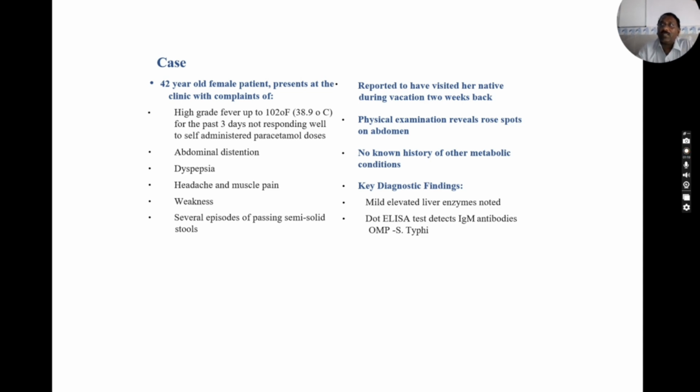Okay, in the first week of typhoid fever, so this typhoid is already attached to the Peyer's patches. So intestinal symptoms and vague symptoms. She reported to have visited her native place during the vacation 2 weeks back. Okay, she went to Bhimavaram 2 weeks ago. Physical examination reveals rose spots on abdomen. No known history of other metabolic conditions. Key diagnostic findings: mild elevated liver enzymes. DOT ELISA test detects IgM antibodies positive. So your diagnosis is typhoid here.